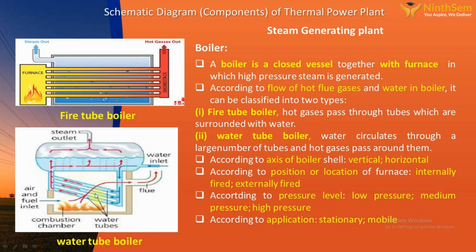According to the axis of the boiler shell, it is vertical or horizontal. According to the position of the furnace, it is internally fired or externally fired. According to operating pressure, it is a low pressure, medium pressure or high pressure boiler, and according to application, it is stationary or mobile. Mostly water tube boilers are used in thermal power stations for large scale applications. These are the basic types classified according to the flow of water and flue gas in the boiler.